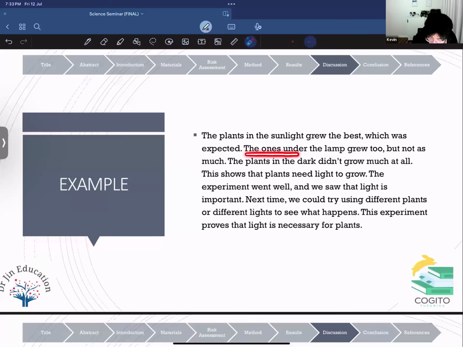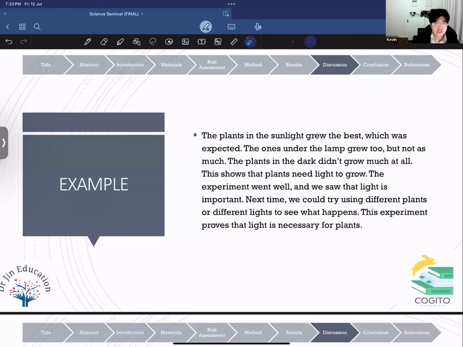The ones under the lamp grew too, but not as much. The plants in the dark didn't grow much at all. This shows that plants need light to grow. The experiment went well, and we saw that light is important. Next time, we could try using different plants or different lights to see what happens. This experiment proves that light is necessary for plants.